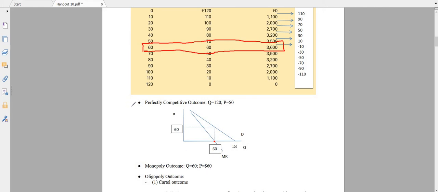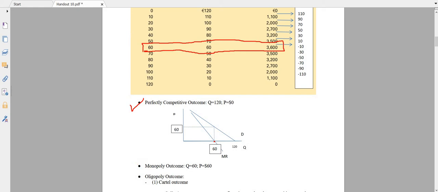Now I've just calculated these outcomes for comparison purposes, so you can see the difference between the oligopoly outcome and the outcomes of other market structures. In summary, if this was a perfectly competitive market, 120 units of water would be produced, and the price would have been $0. If this was a monopoly, then 60 liters of water would have been produced, and the price of water would have been set at $60.